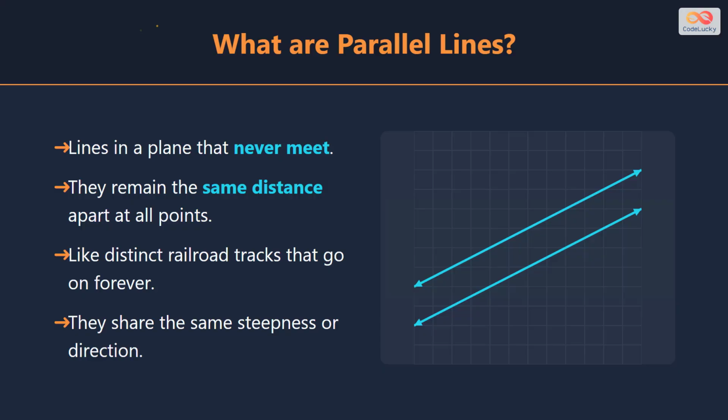First, let's visualize what we mean. Parallel lines are lines on a flat plane that never meet, no matter how far you extend them. Think of them like railroad tracks. They stay the same distance apart forever. They point in the exact same direction.